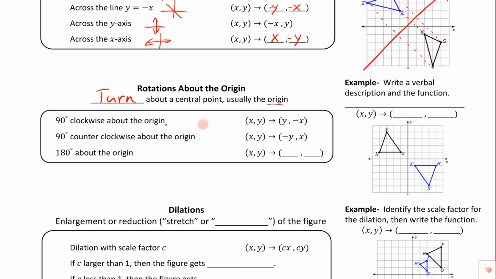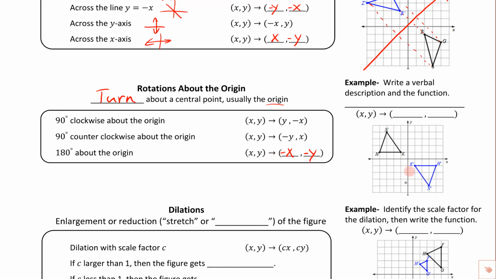So if we're going to do a clockwise rotation, the x and y switch and the x changes sign. If we're going to do a counterclockwise rotation, the x and y switch and the y changes sign. And if we're going to rotate it 180 degrees about the origin, here's the cool part, they stay in exactly the same place. They just change signs. So what used to be an x is now a negative x. What used to be a y is now a negative y.